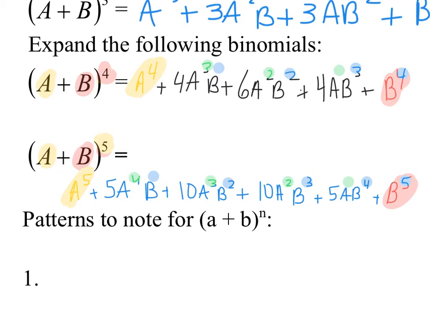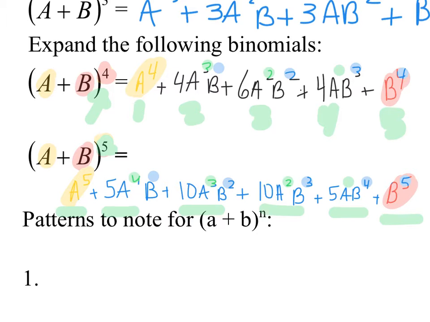I hopefully notice that when I have a fourth degree binomial expansion, I end up with 1, 2, 3, 4, 5 terms. And down below here, when I have a fifth degree binomial expansion, I have 1, 2, 3, 4, 5, 6 terms. So I always have one more term than the exponent.